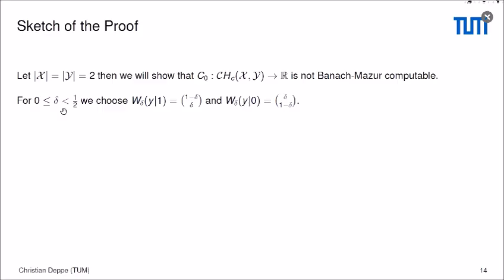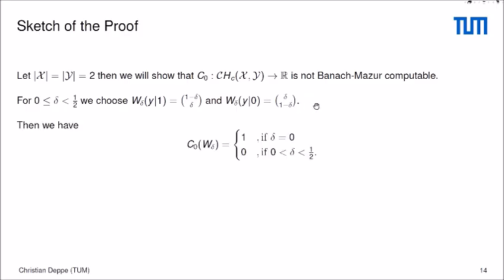So we choose a delta greater than or equal to 0 and smaller than 1/2. And we choose a channel W_delta as follows. If x is equal to 1, then y is equal to 0 with probability 1 minus delta, and y is equal to 1 with probability delta. If x is equal to 0, then y is equal to 0 with probability delta, and y is equal to 1 with probability 1 minus delta.